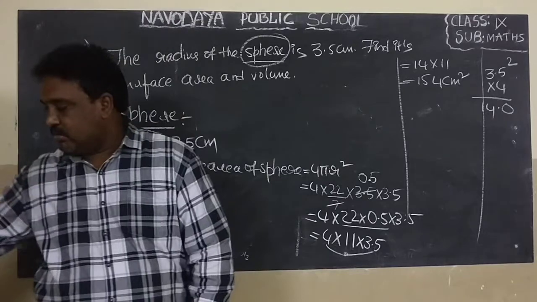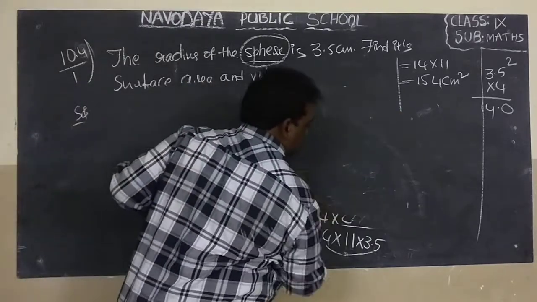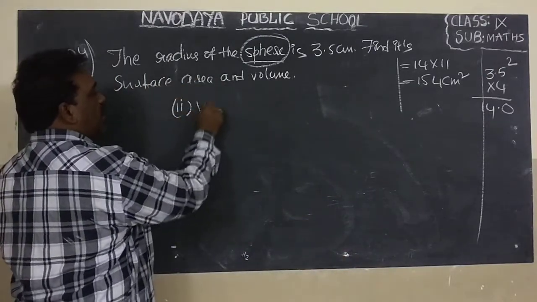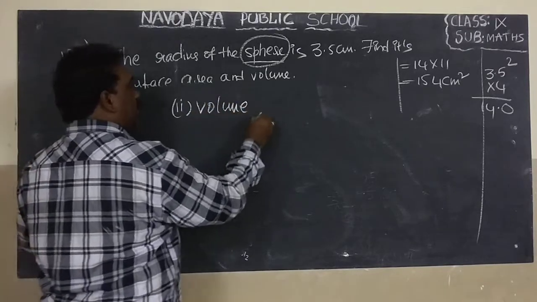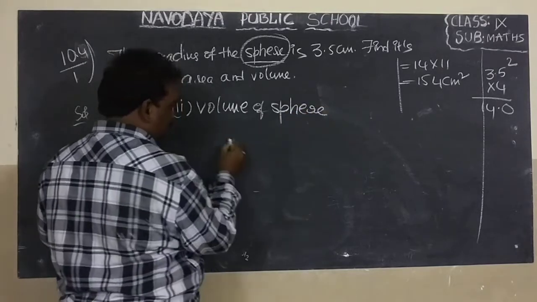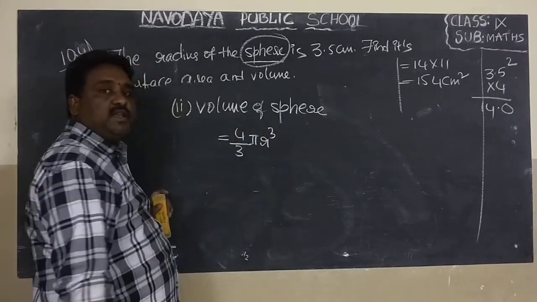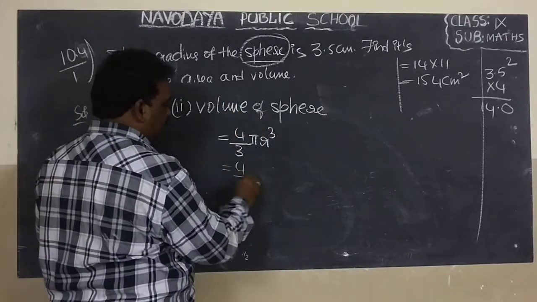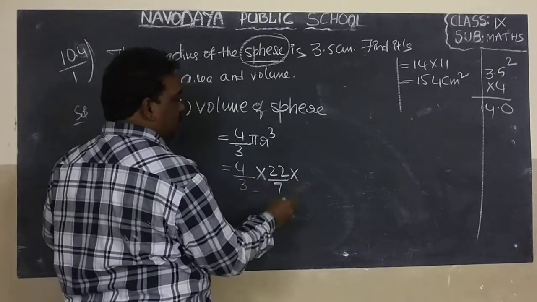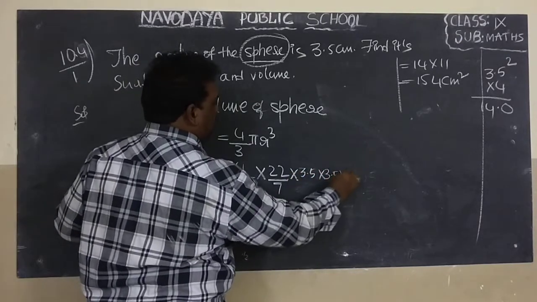Next about volume. Volume of the sphere. What is volume of the sphere? Surface area completed. Then volume, the second one. Volume of sphere equal to 4 by 3 pi r cube. 4 by 3 into 22 by 7 into r cube. 3.5 into 3.5 into 3.5.